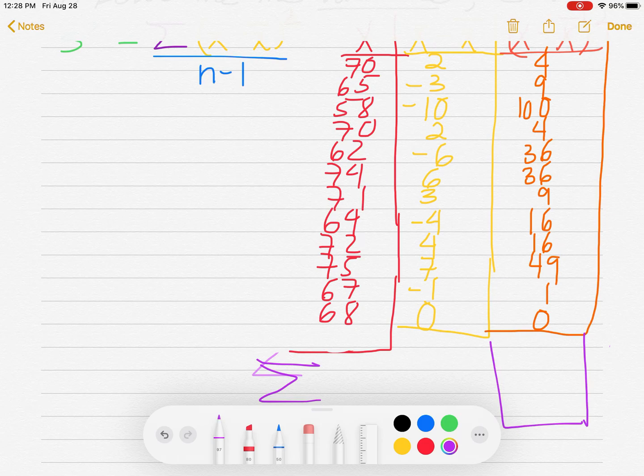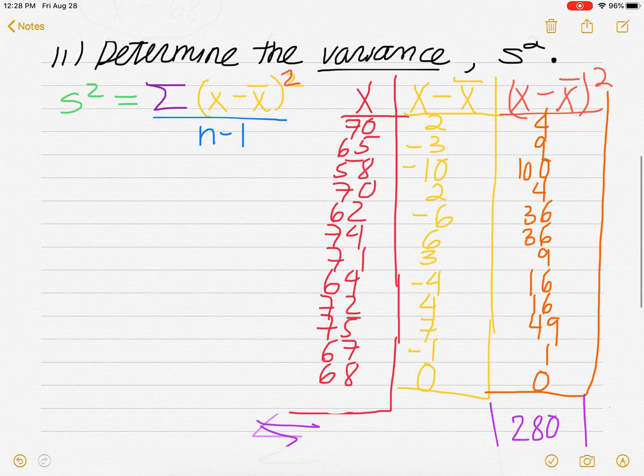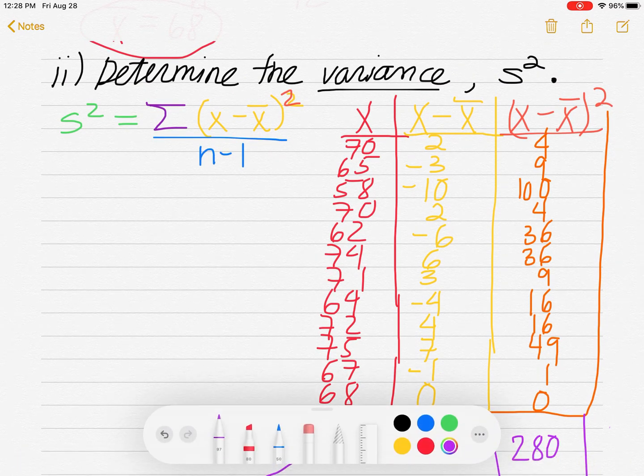4 plus 9 plus 100 plus 4 plus 36 plus 36 plus 9 plus 16 plus 16 plus 49 plus 1 is equal to 280. So that's the sum of all those. So let me scroll back up. I'm working on my variance formula here.